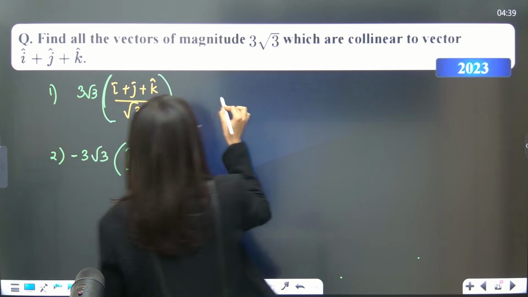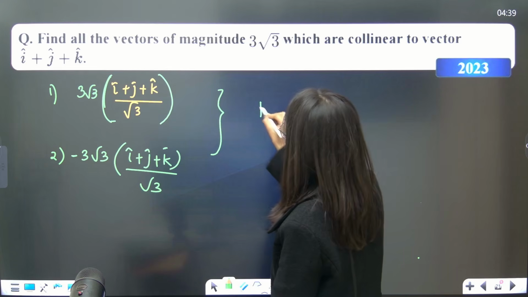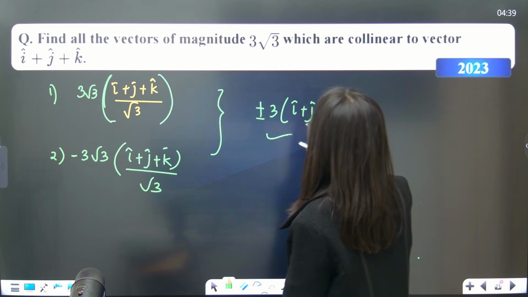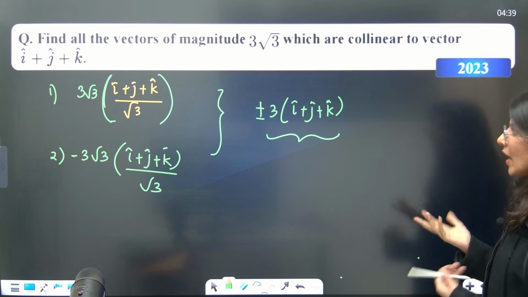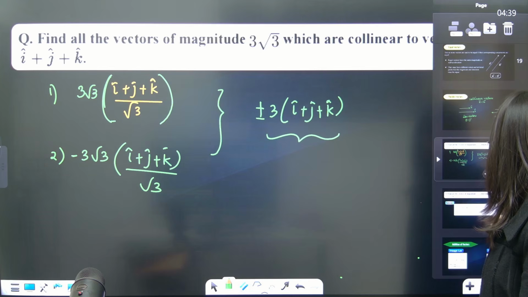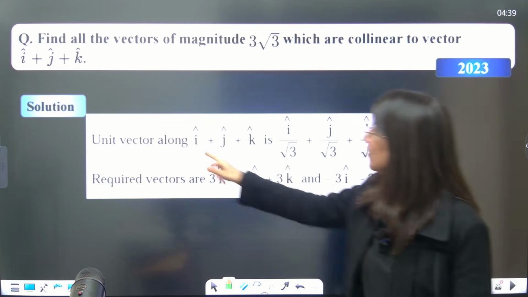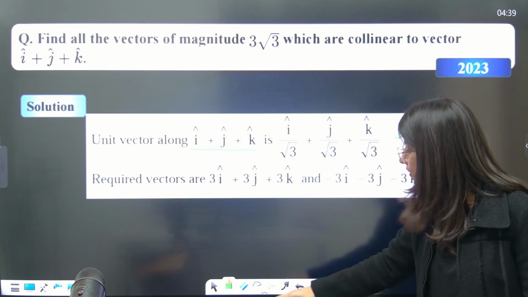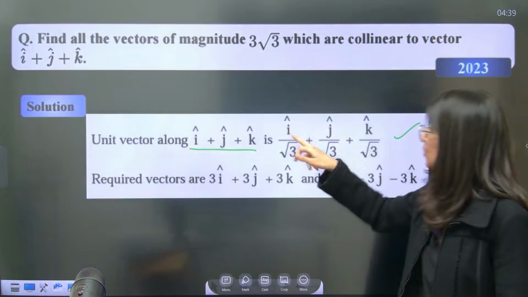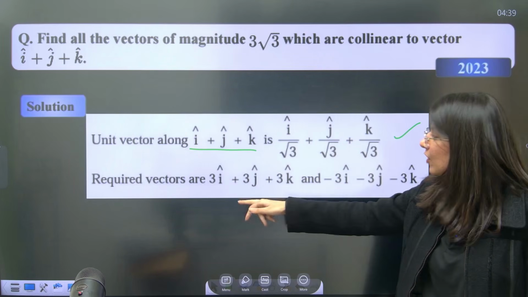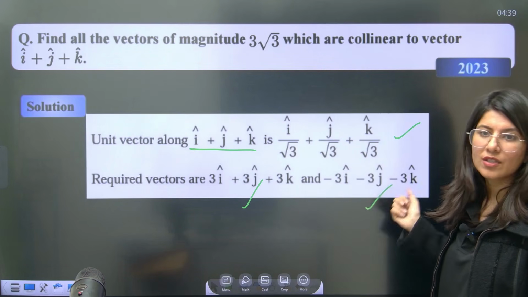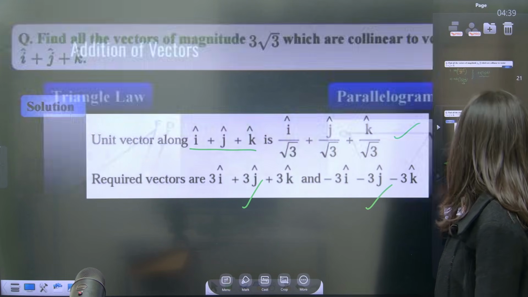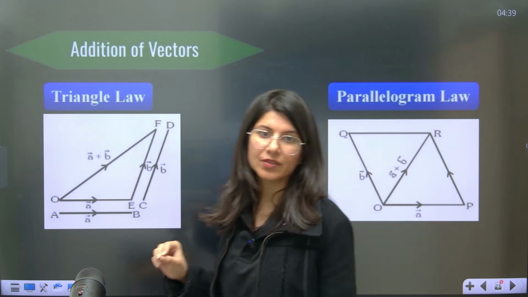The root 3 cancels. So basically your answer will be plus minus 3 times (I cap plus J cap plus K cap). These are the two vectors which are collinear to I plus J plus K. See, the unit vector along I plus J plus K is this. Now you have to multiply by 3 root 3. So root 3 cancels, only 3 will be left, and likewise multiply by minus 3 root 3. So these are the two vectors which we are going to get. This is how you write it. All right, clear.